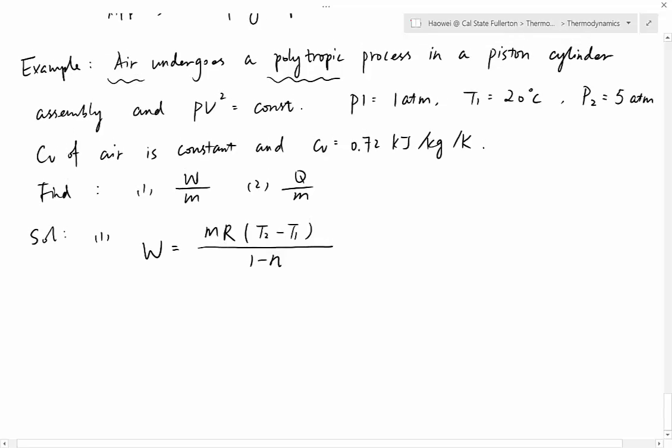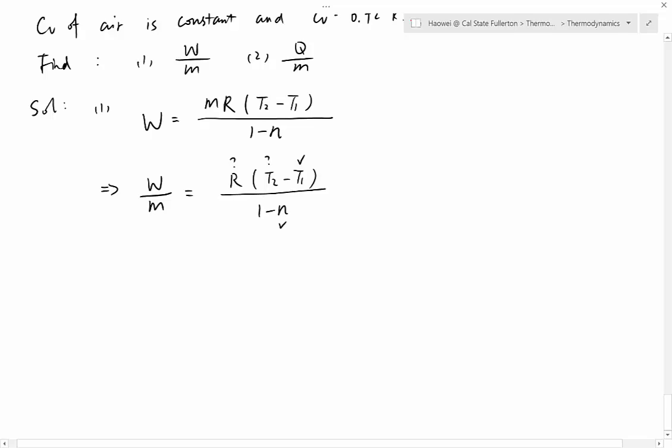Alright, so let's take a look. Because we're looking for work per unit mass, we move mass to the left-hand side. It becomes W over m equal to R times (T2 minus T1) divided by (1 minus n). Do we have R, the gas constant? No, we do not. Do we have final temperature T2? No, we do not. Do we have initial temperature T1? Yes, 20 Celsius. And do we have the index n? Yes, n is equal to 2. So to solve for work per unit mass, we just need to look for two things. The first one is R, the gas constant. The second one is T2, the final temperature.